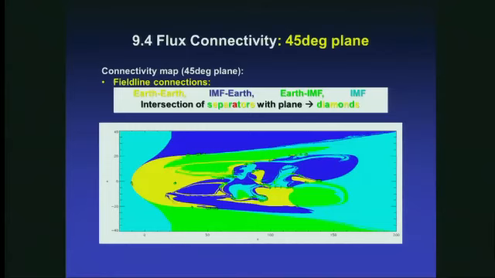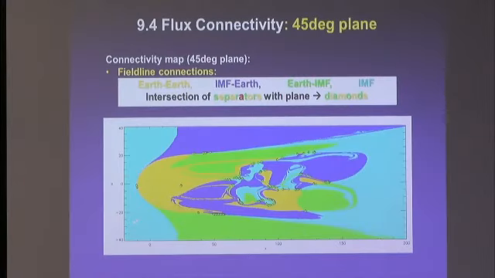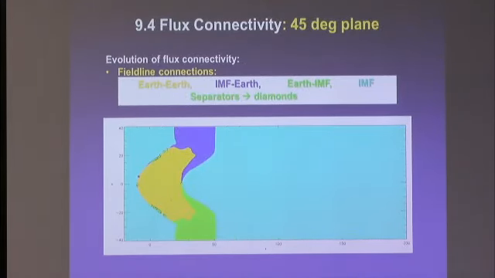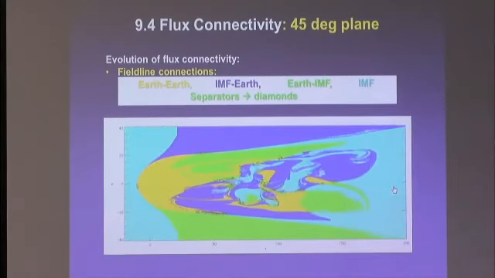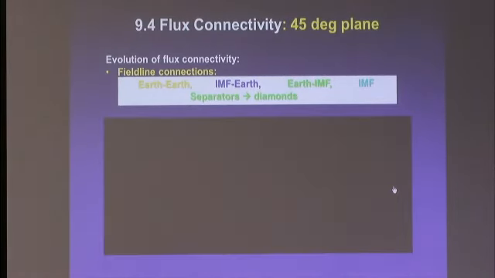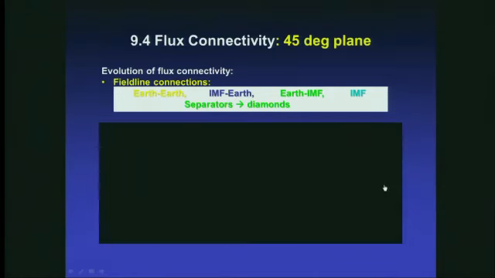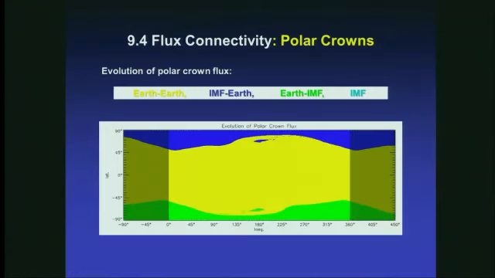We can look at connectivity maps as before. Cyan is the interplanetary magnetic field. Yellow is the flux that's connecting to the Sun. Green is from the Earth to the IMF, and blue is IMF to the Earth. And the separators are drawn in green. They really should have been drawn in different colours. But you can look at the time evolution of these things, and you can see from the time evolution that it goes very quickly, that you are having flux that's changing many times. You've got this multiply reconnected flux again.